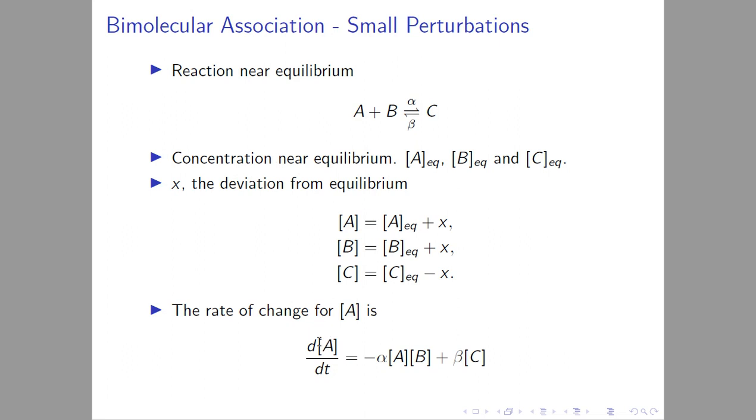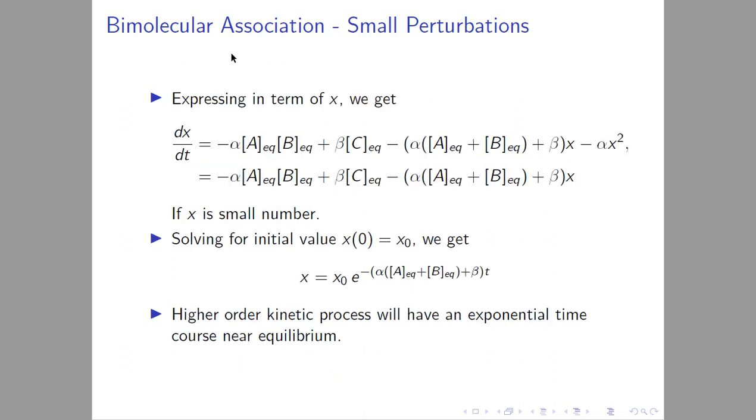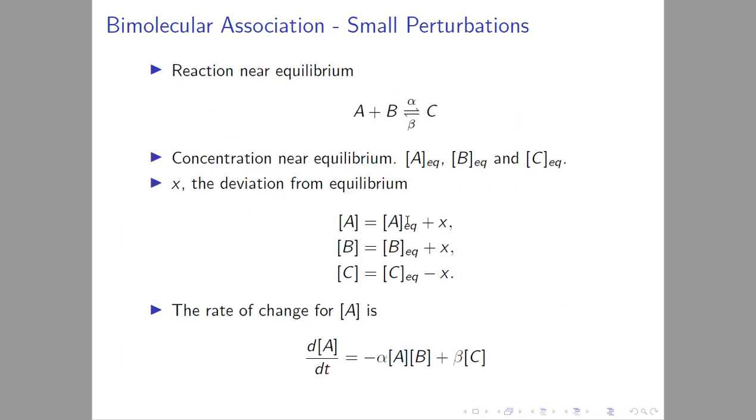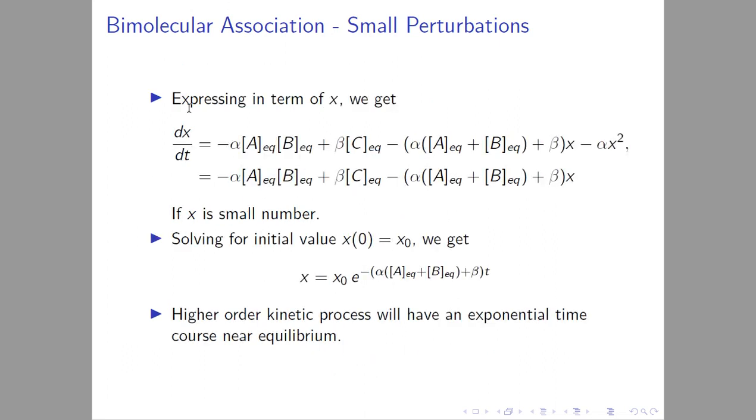So dA over dt equals minus alpha AB, reducing the C, plus beta C, where C dissociates becoming A and B again. If we put this equation back into this equation, we are going to get the first one: minus alpha A equilibrium B equilibrium plus beta C equilibrium, minus alpha A equilibrium plus B equilibrium plus beta x, minus alpha x squared.